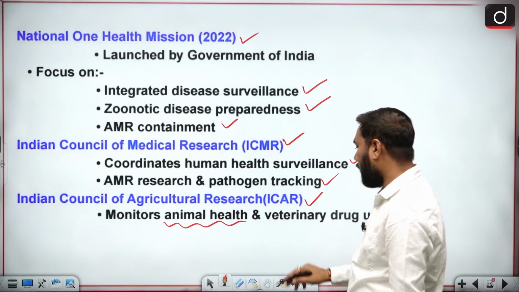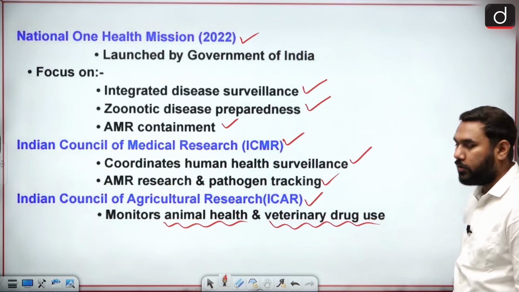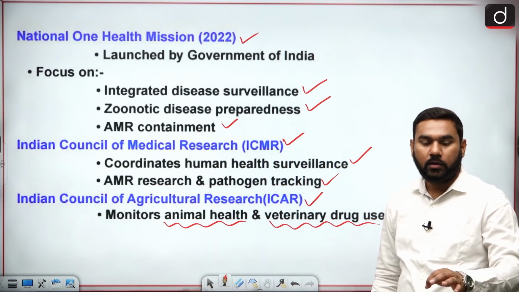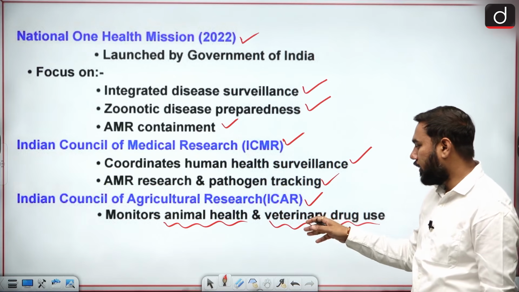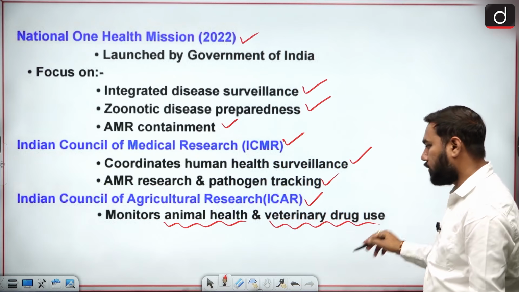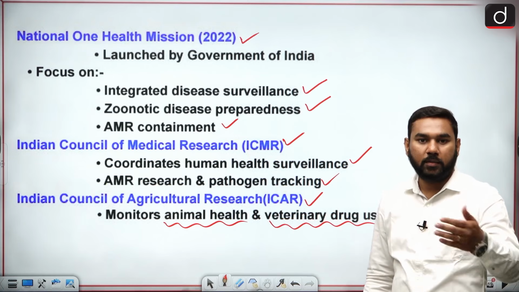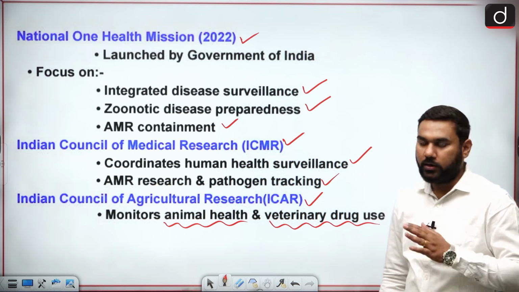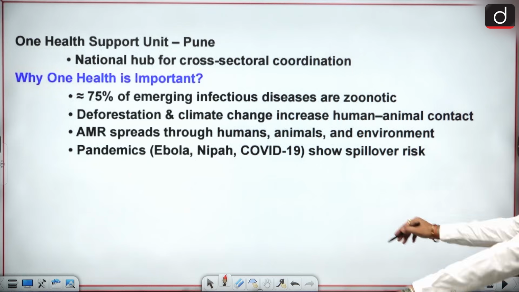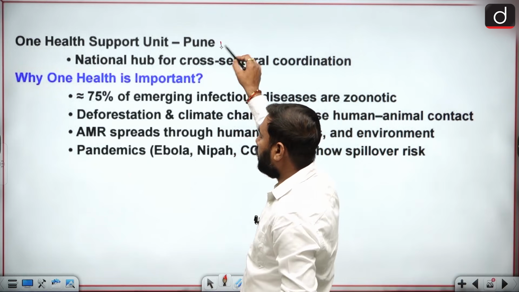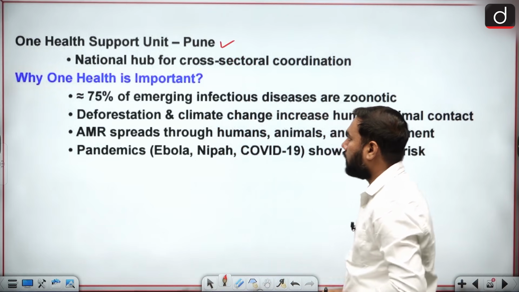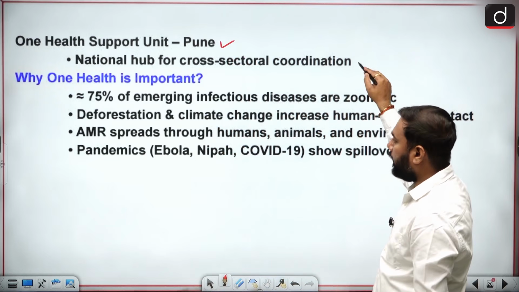It monitors animal health and veterinary drug use, meaning animal medicine concerns are there. So ICAR is basically looking at veterinary drug use, because excessive use in animals can also lead to AMR conditions. Next one, the One Health Support Unit, which is present in Pune, is the National Hub for cross-sectoral coordination.